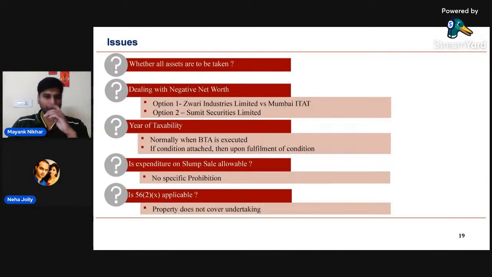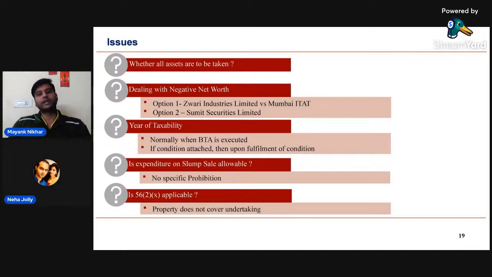These are some of the issues which I could find under an undertaking. Whether all the assets have to be taken or not, the answer is yes. So undertaking is the smallest unit which is capable of continuing a business operation. So if any of the assets is taken out, the undertaking will not be able to operate independently, and then it will not come under the definition of undertaking.